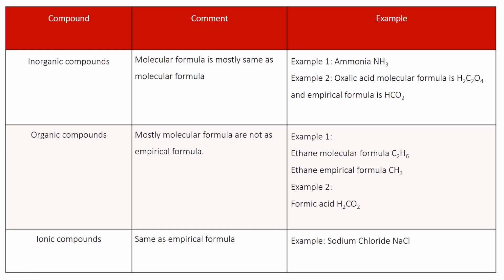Nevertheless, some organic compounds have the same molecular formula as the empirical formula. For example, formic acid. It has a formula CH2O2. For ionic compounds, they have an ionic formula, which is similar to the empirical formula. For example, sodium chloride, NaCl.